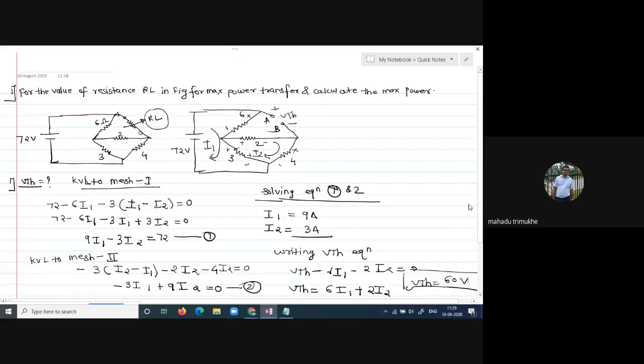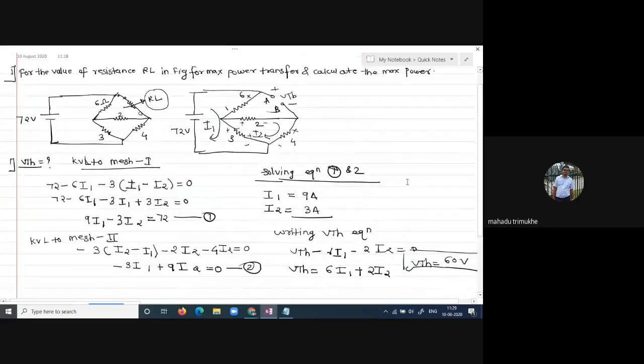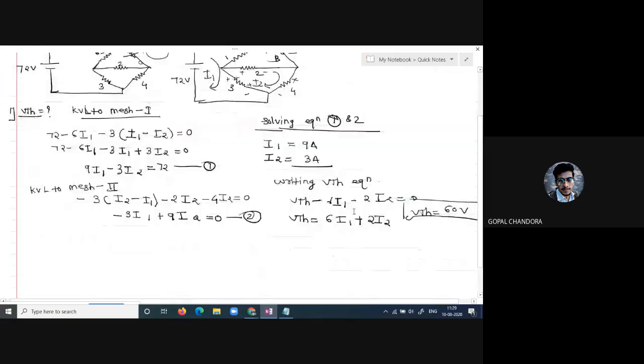Okay. Similarly, the step number 2, are you getting all these steps? Have you written it? Shall I move on to the next page? Yes, sir.